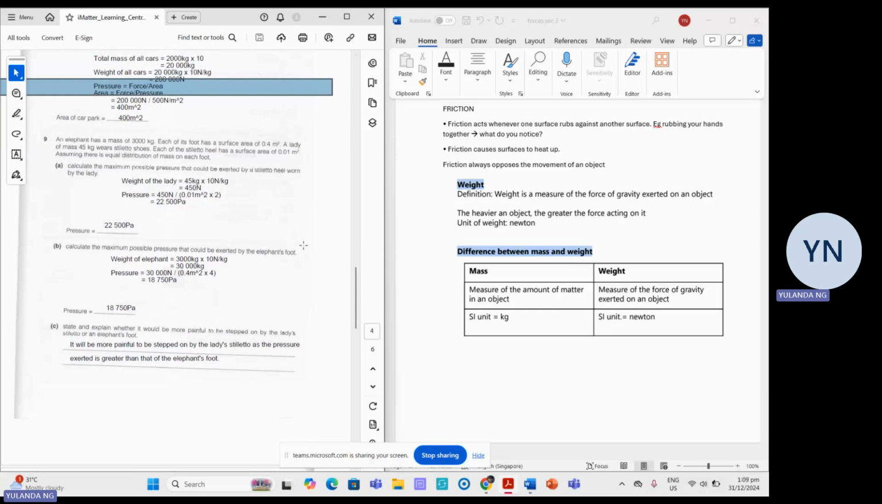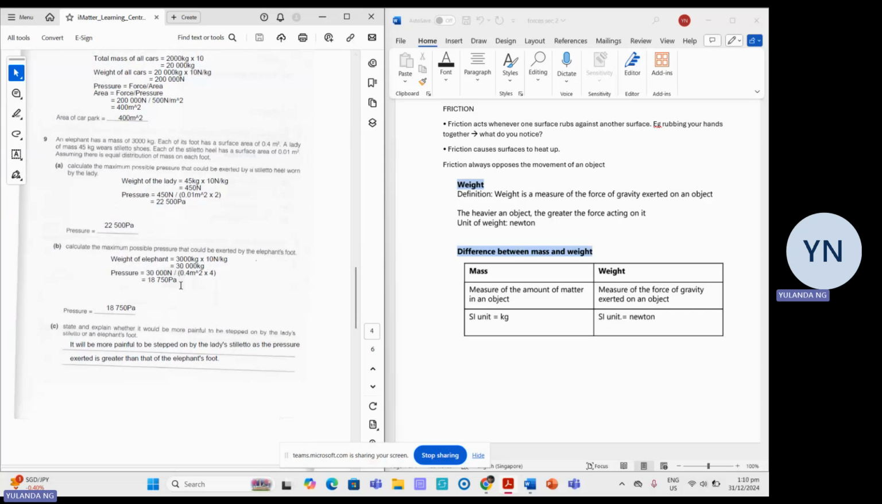Calculate the maximum pressure that can be exerted by the elephant's foot. The weight of the elephant will be 3000 kg times your gravitational field strength, 30,000 kg. Pressure would be in newtons. Oh wait, sorry, I think this one has a mistake. Let me see if I can edit. Okay, I can't edit, but do take note that this should be 30,000 newtons, not kg.